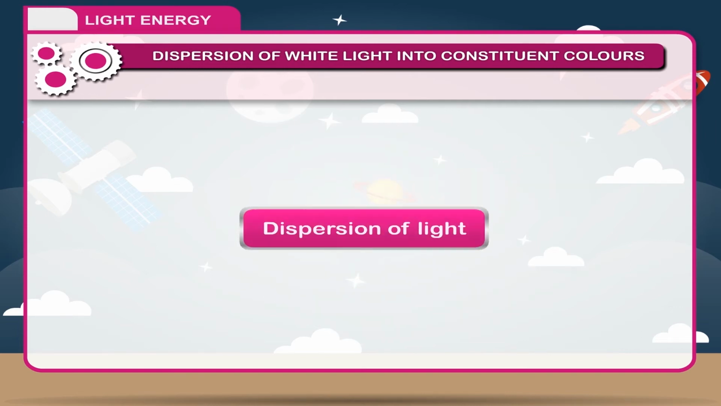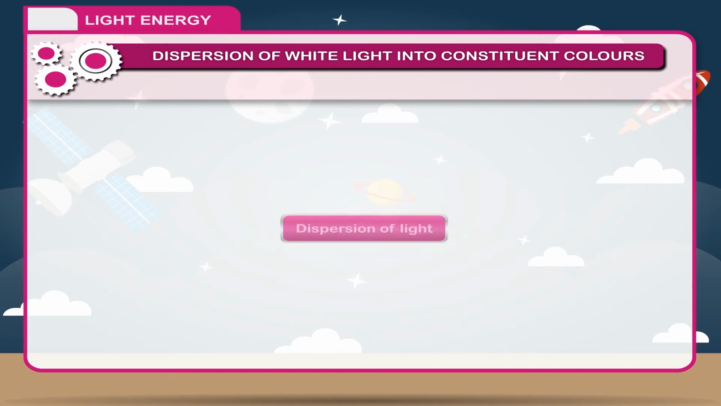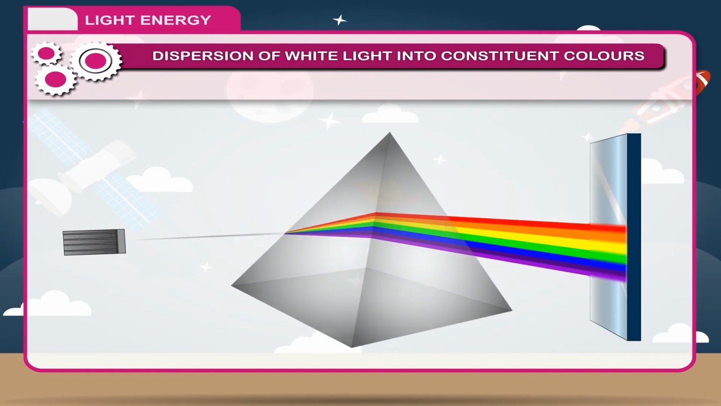Activity: dispersion of light. Take a prism and allow a narrow beam of light to fall on it. Place a white screen on the other side. You will notice that a band of colors appears on the screen. The band of colors resembles a rainbow as shown in the figure. The order of colors from the base of the prism is violet, indigo, blue, green, yellow, orange, red.